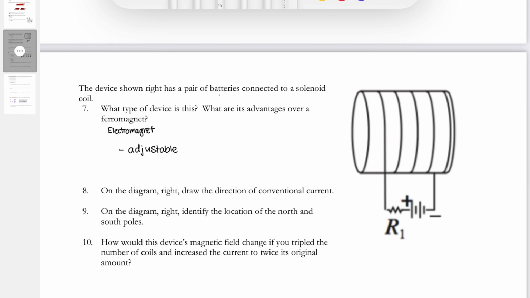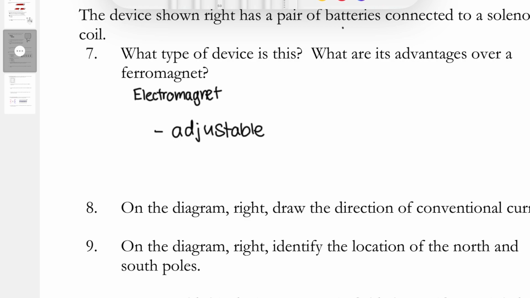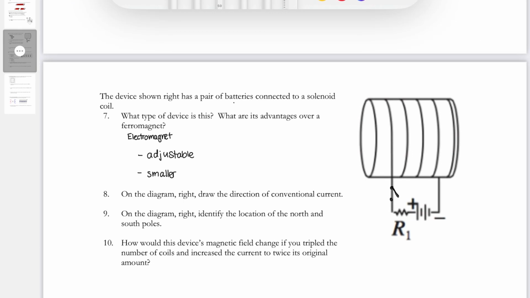If this current went to zero, like because there was an open switch or something, then the domains inside this core would just go back to being randomly aligned all over the place, and the net field would go to zero. These also have the advantage of tending to be smaller. The speakers inside your earbuds are actually electromagnets. They can be very small because you don't need a big core if some of your field is coming from these wires. In fact, the field is coming from these wires.